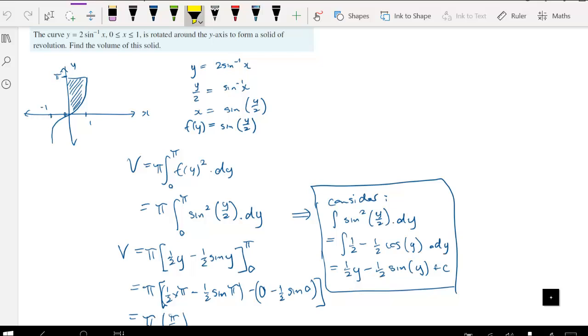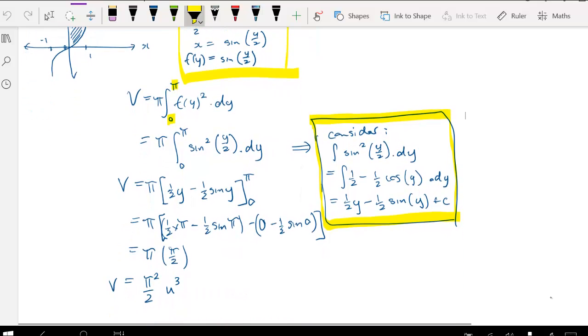Okay, there was some added complexity in here. We had to inverse that original function to find our f of y as we were rotating about the y-axis. We needed to find our new bounds, and our integral included a trig identity. So we had to rearrange that and isolate before we could integrate and find our final answer.